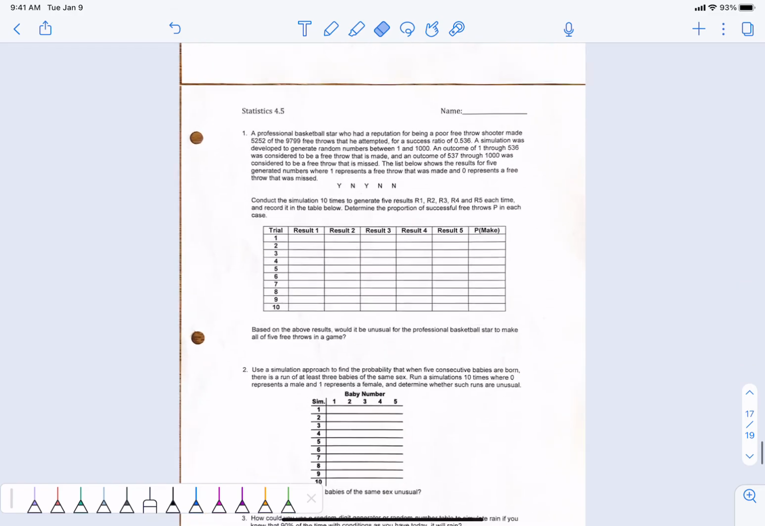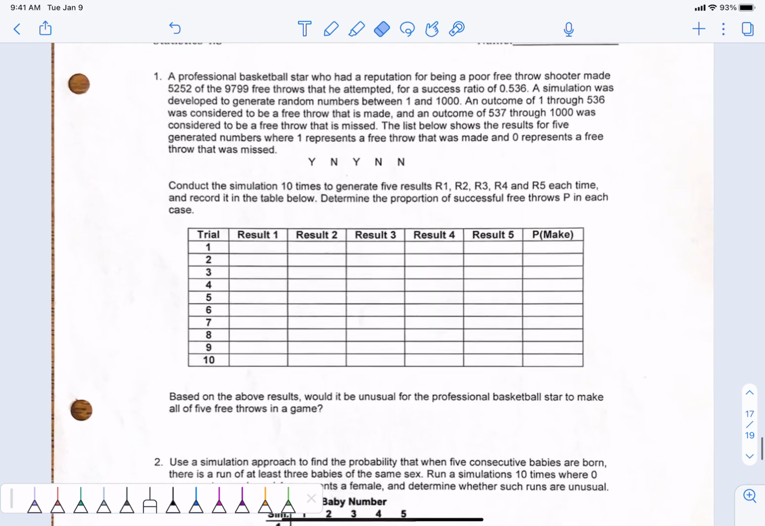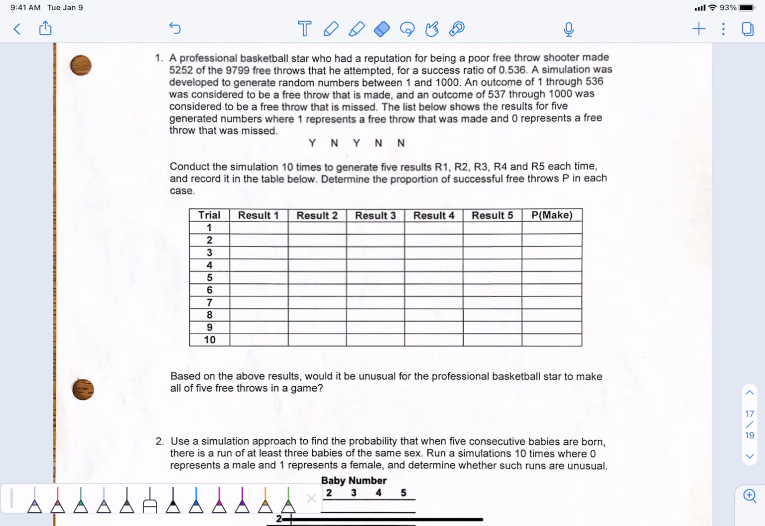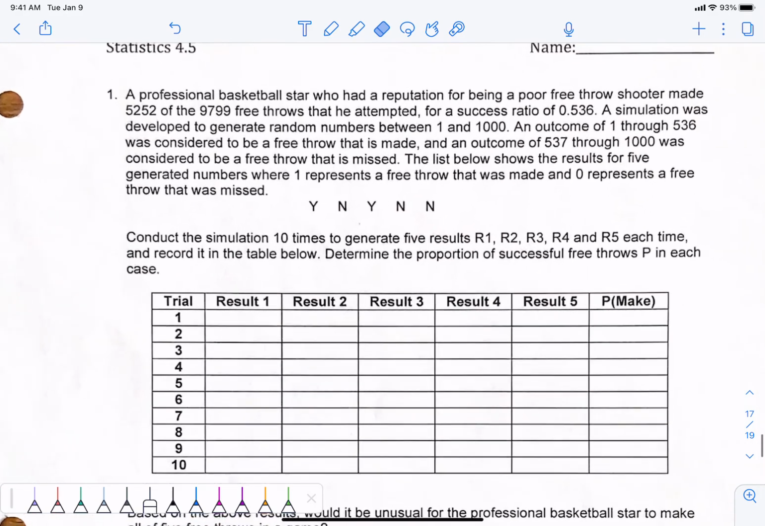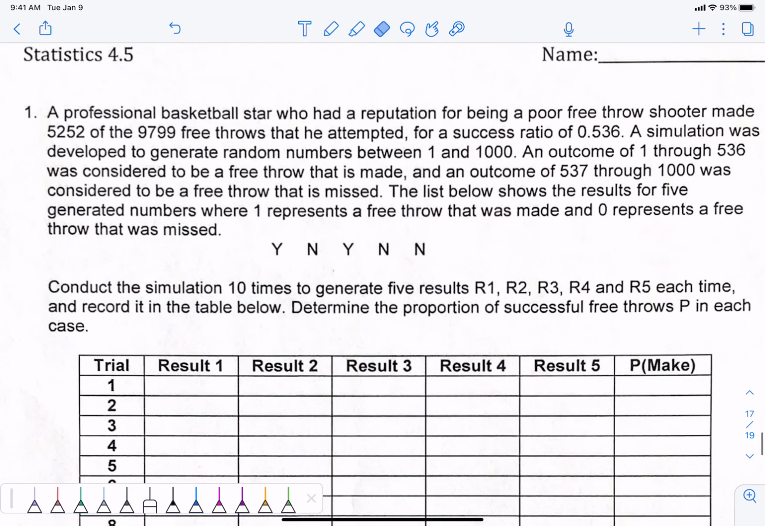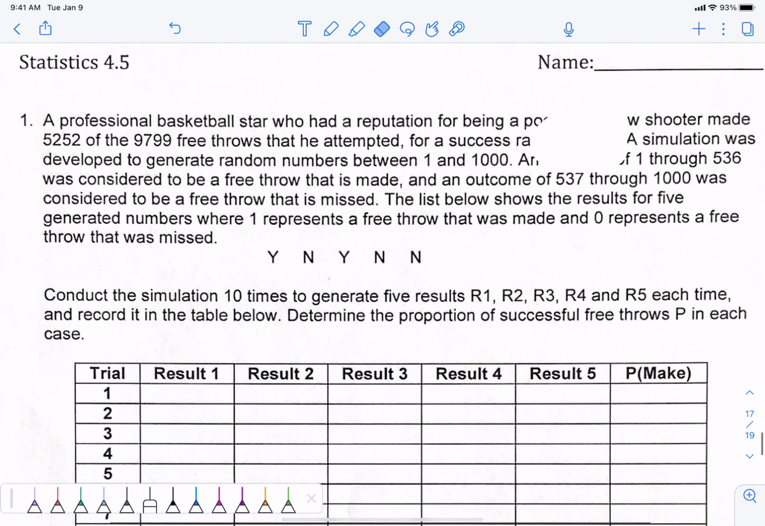Let's go to your homework assignment. You're going to do these together, and you have a couple of these. I want to talk through number 1 real quick because I do have a little bit of a typo. We are talking about a professional basketball star, and we are shooting free throws. Okay? So his free throw percentage was 53.6% or .536. Did you see that number right there? There's where it is. Okay?